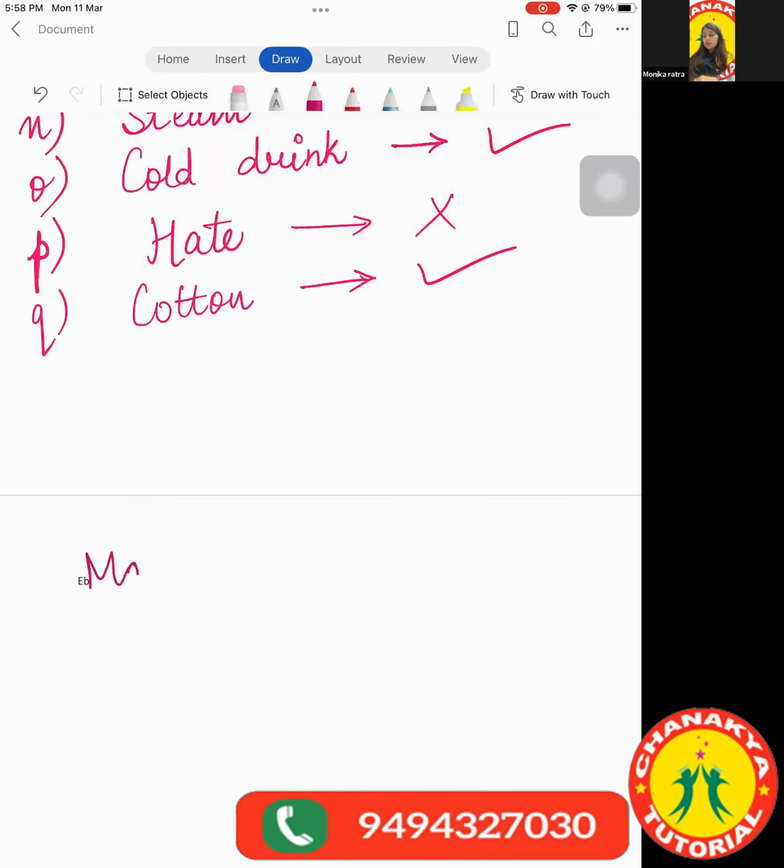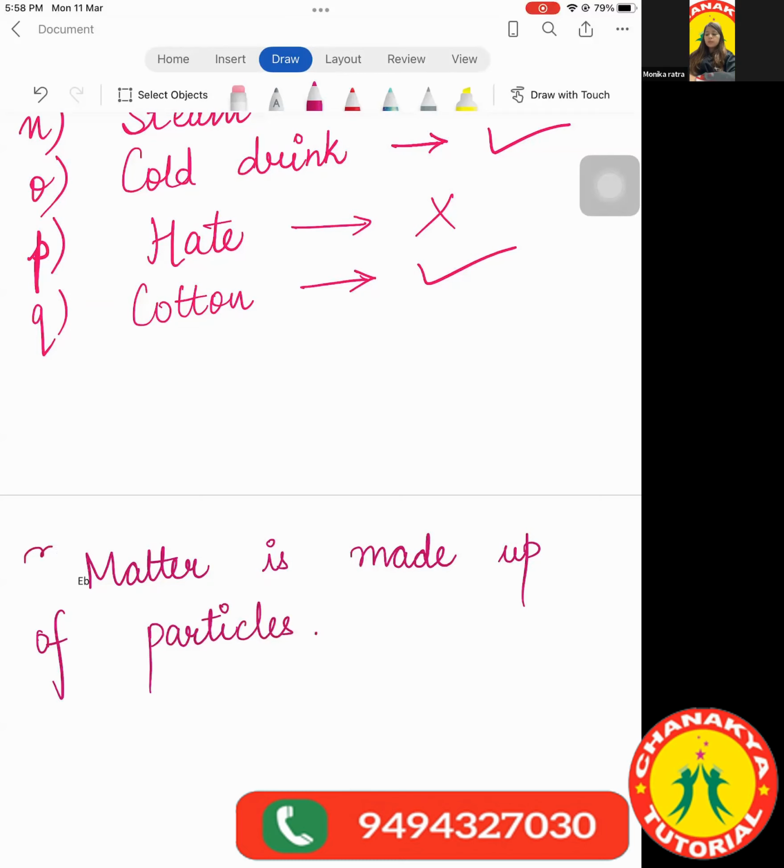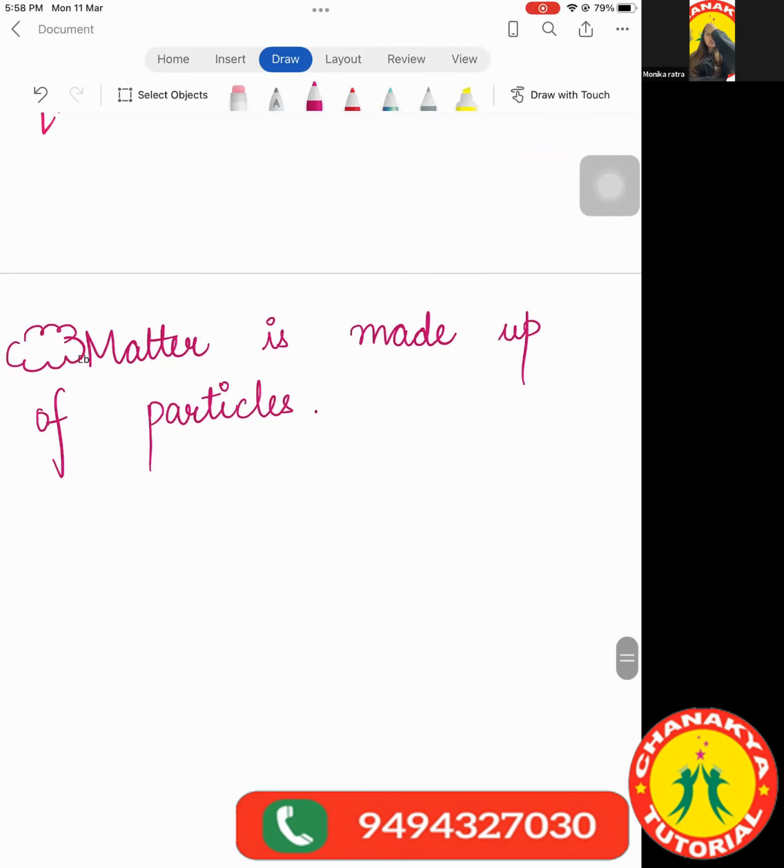A very, very important thing is that matter is made up of particles. All the matter, whatever we have, is made up of particles. Now, the next important thing is that initially the scientists came up with two explanations.